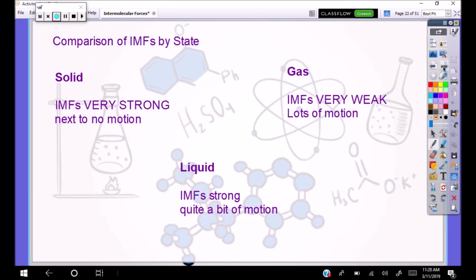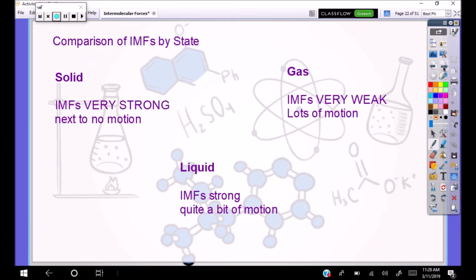So a quick comparison of the intermolecular forces, here abbreviated as IMF, by the different states. In a solid, the IMFs tend to be very strong. These are ion dipole forces, which we'll discuss in a later lecture, or even dipole forces, depending on the solid type. These are all very strong interactions that result in minimal motion. That's why our solids tend to be static. They don't move very well. There's not a lot of molecular vibration going on.